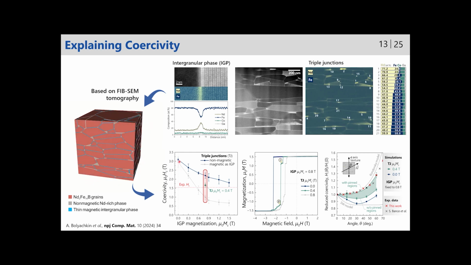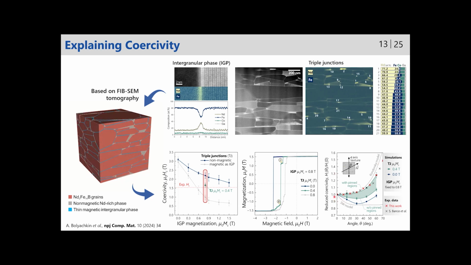So for that, we tried to vary, for example, the magnetization of the intergranular phase and see how coercivity changes with this parameter. And you can see that with a combination of certain properties, for example, the magnetization of the intergranular phase, we can assume some magnetization for triple junctions if they are weakly magnetic. We can nicely reproduce the coercivity which we have in experiments. Moreover, we can confirm with other types of simulations and other experiments that we can get agreement between simulations and experiments.